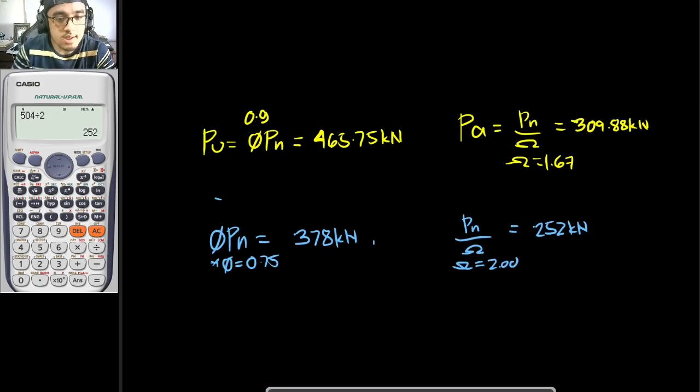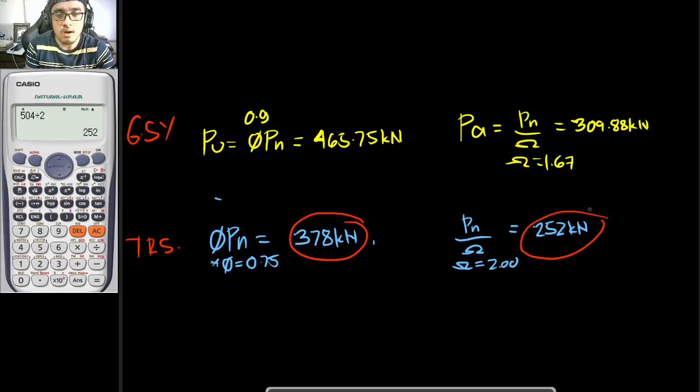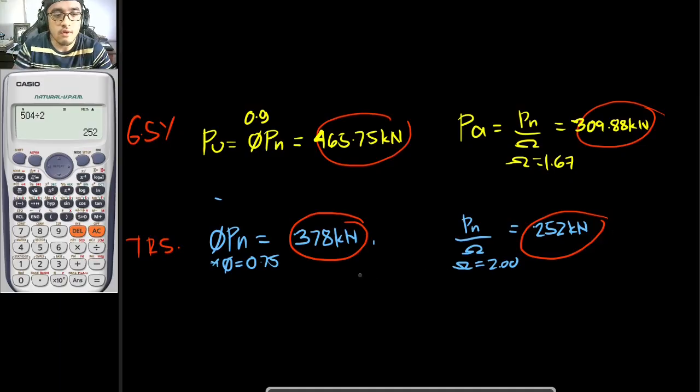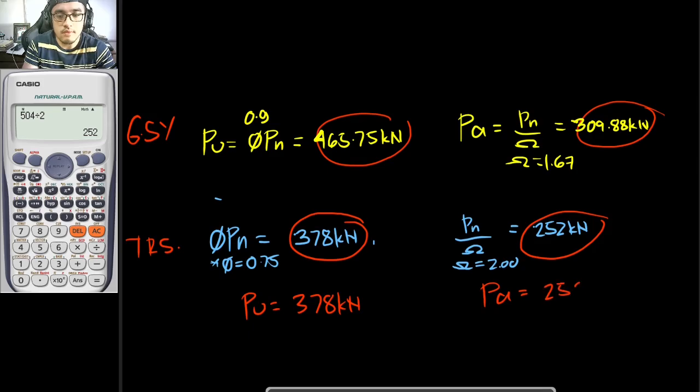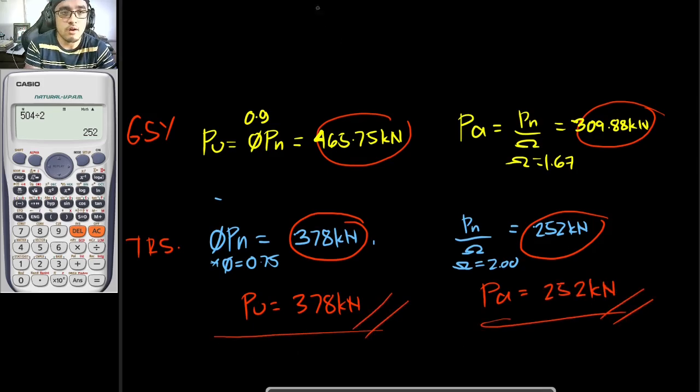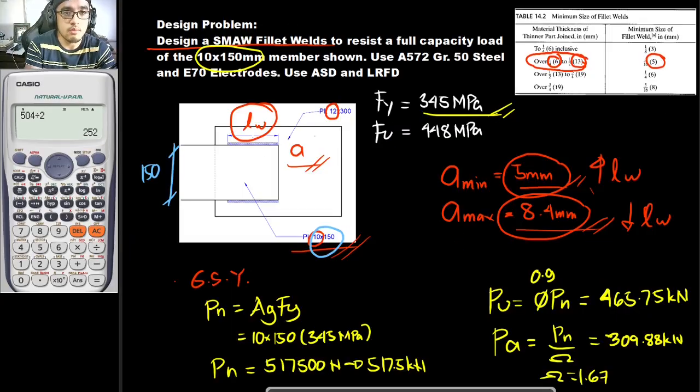So in these cases right here, once again, this is cross-sectional yielding and this is tensile rupture stress. And as you can see here, both of these values are less than these values right here. Thus, our governing factor for our PU and our PA would be 378 kilonewtons and 252 kilonewtons respectively. So we would be using both of these values right here for us to determine LW.